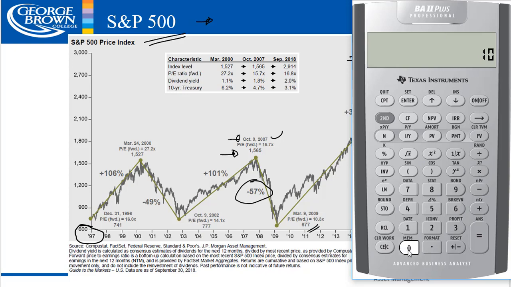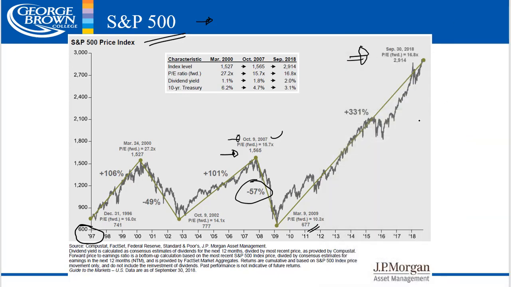So if we multiply that by 100, we get a nice round number, negative 56.7%. So they've rounded it there. There's our negative 57% holding period return when the index level S&P 500 was at 1565, October 9th, 2007. It dropped to 677 index level, March 9th, 2009, ending minus beginning divided by beginning, negative 57%. So you can see now the S&P 500 at the end of September 2018, 2914.